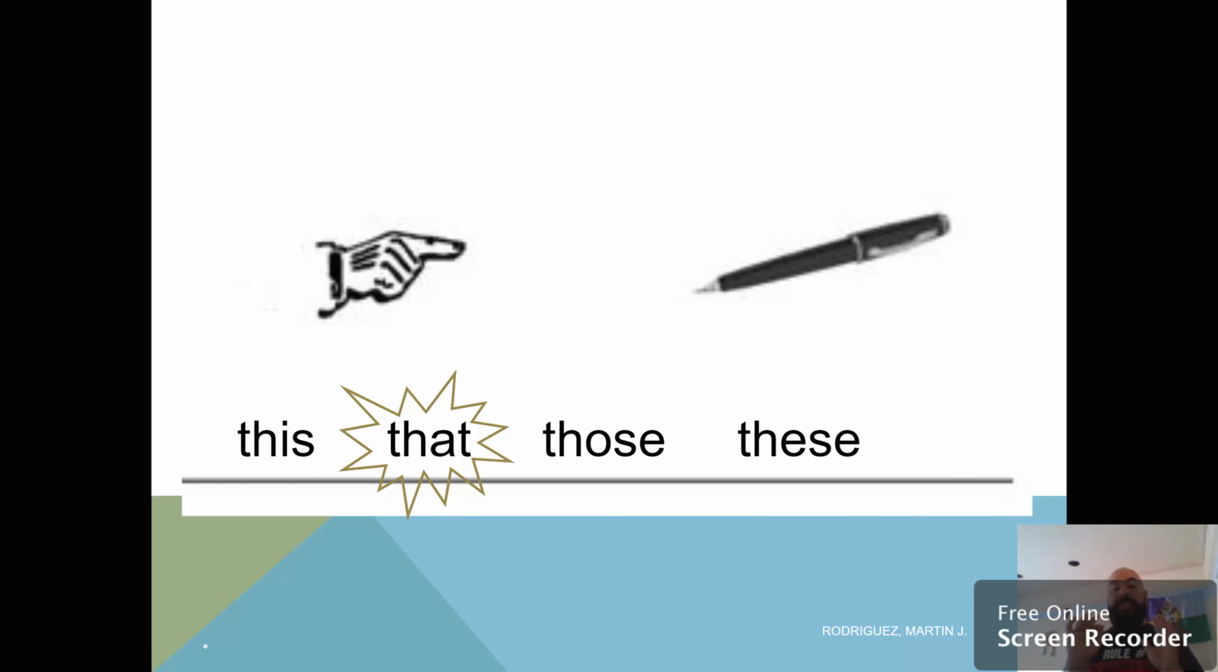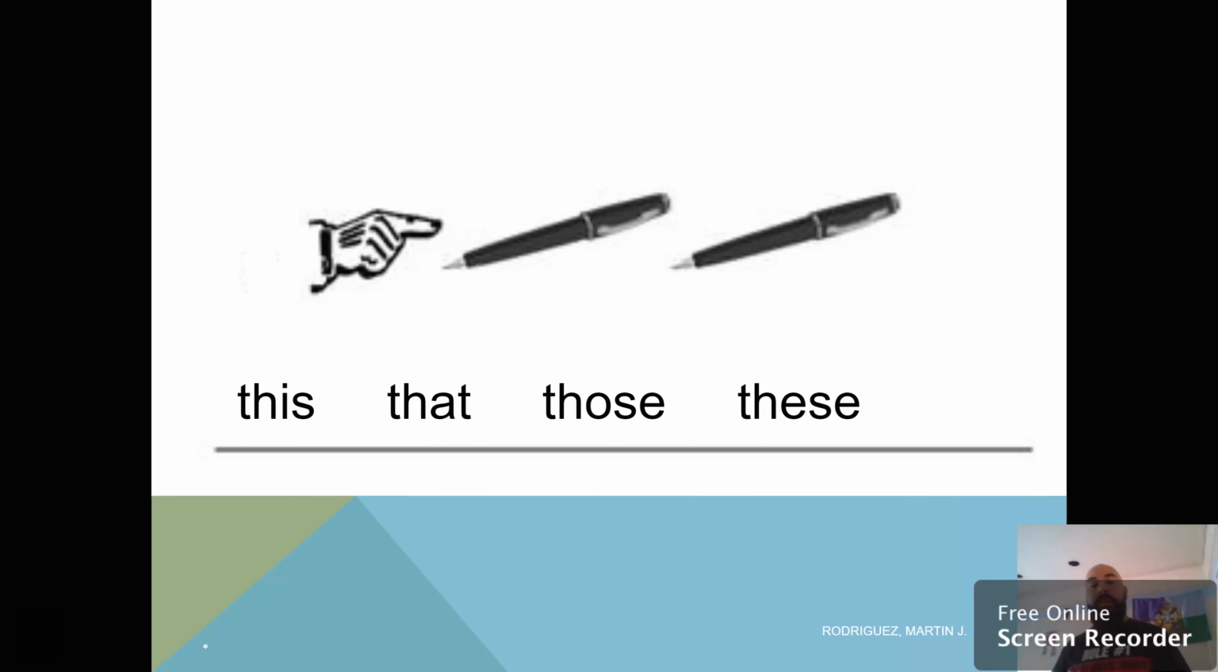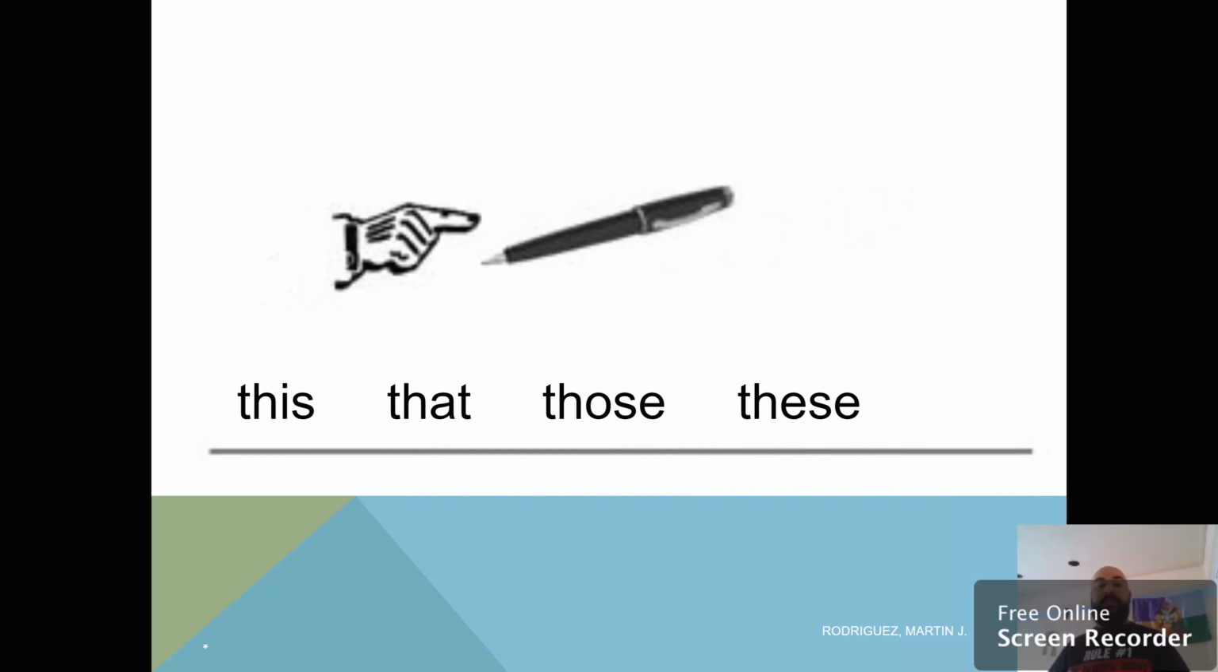Remember, when we use that or those, it is because we can't touch them, right? And then the next one, we have two, that's when we use these. And then the next one, we have only one, so that's what we use, this, right?